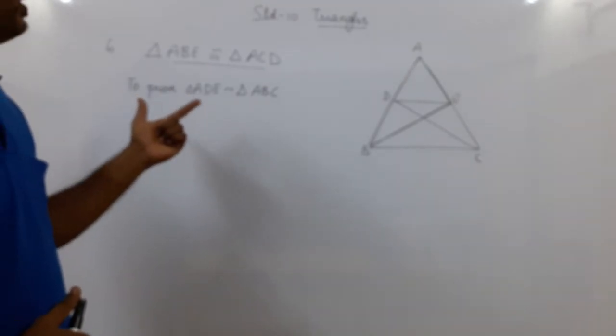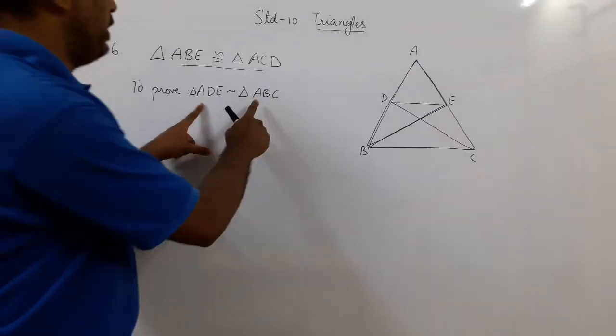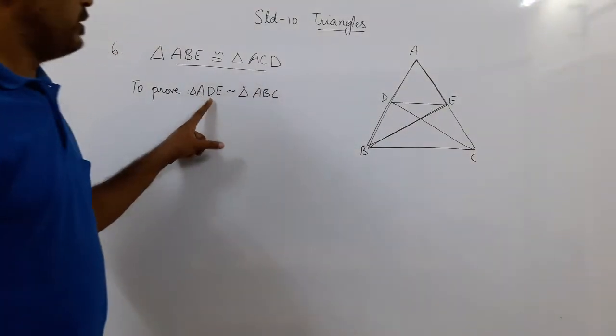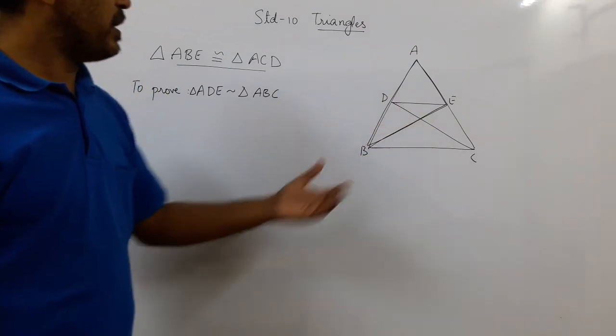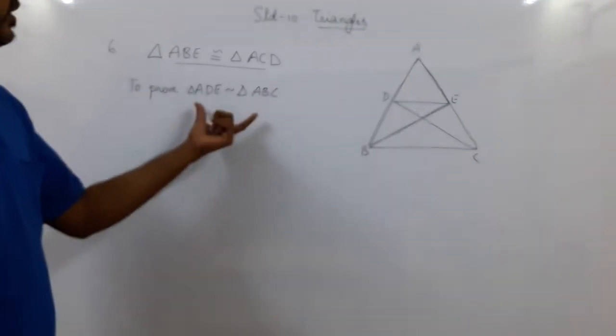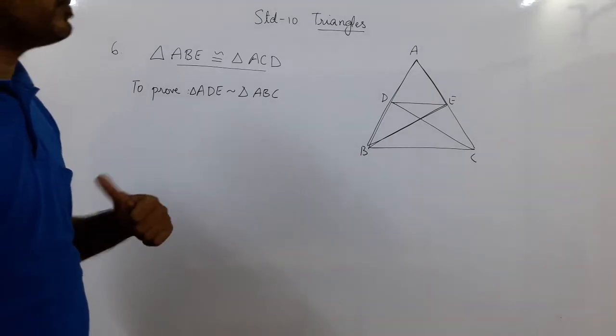Then which angles will we need? A and A, okay, that is common, understood. How do we show B and B are equal? The lines are not given parallel, it's not mentioned. So AA we cannot use, so we'll have to think of something else.